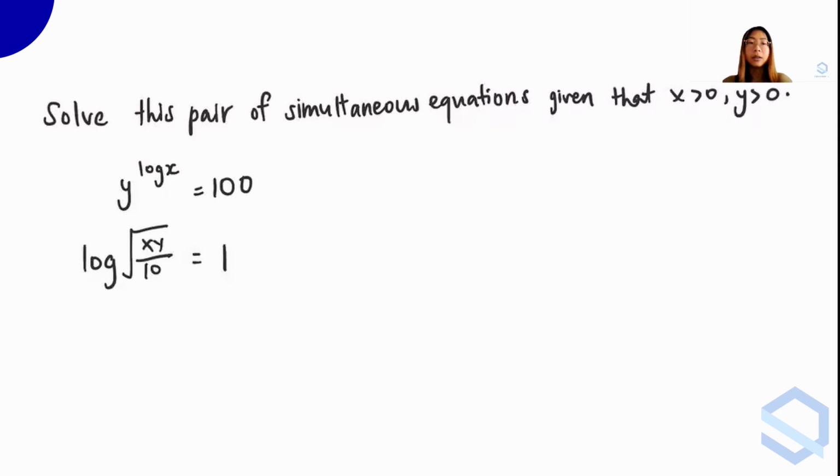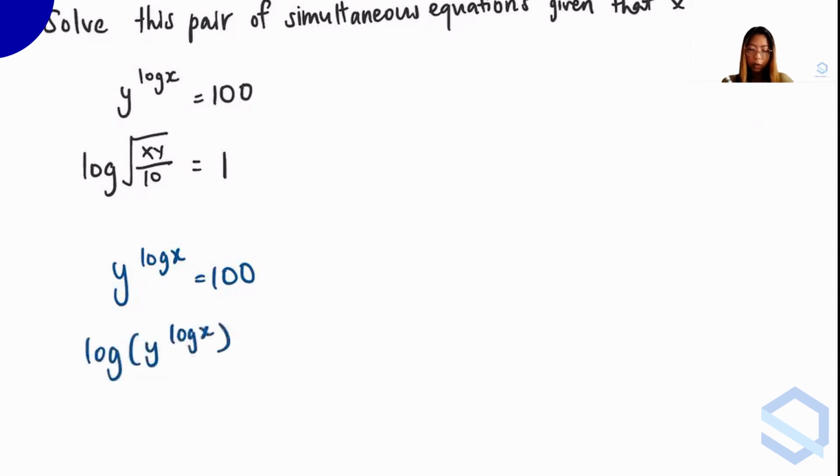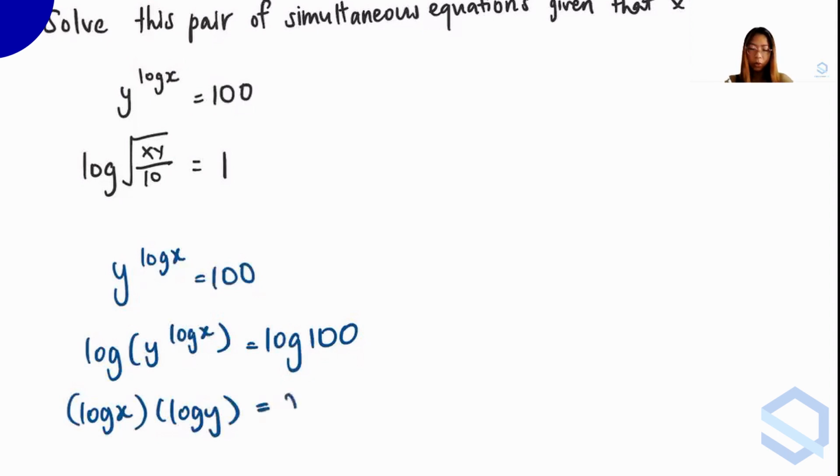Now we will go through the answers together. So we have two equations given, and first we want to manipulate the first one. In the first one, we are given y to the power of log x is 100. So what we can first do is bring down the power, which is log x. To do so, we log both sides. When we log both sides, this is what we get, equals to log 100. So we can bring down the power from this stage on. So when we bring down the power, log x multiplied by log y would give us log 100. So log 100, as we know, is just 2.